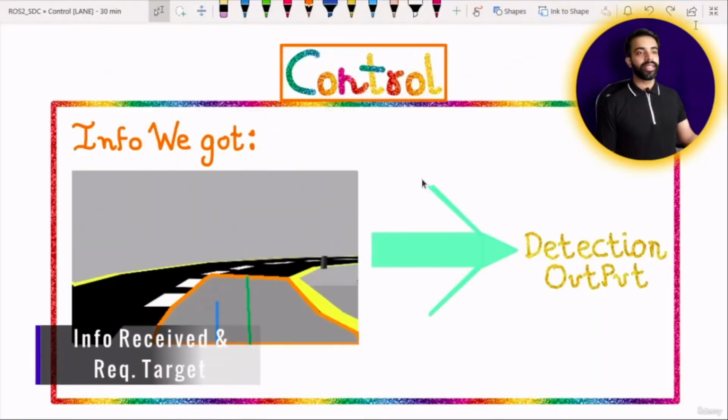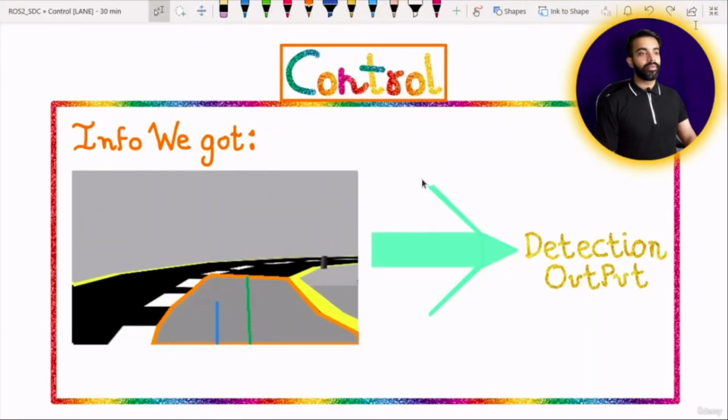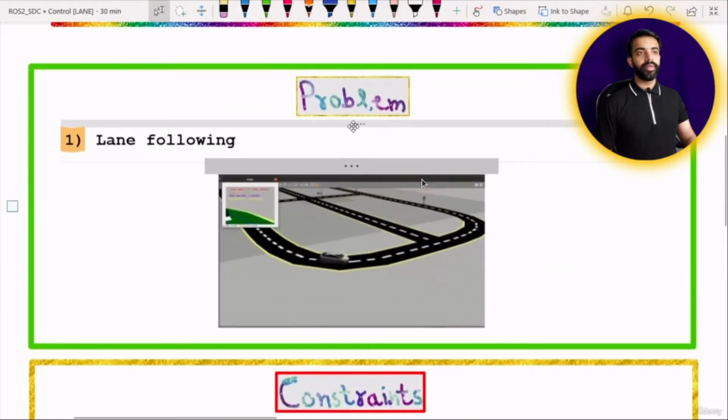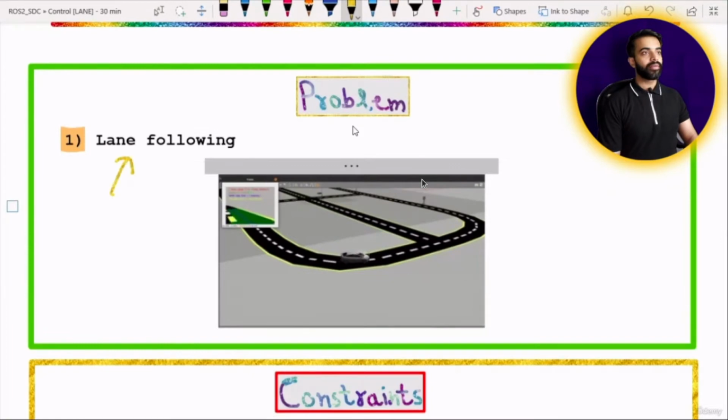Before looking for a solution, let's analyze our information, the problem that we have at hand, and what are the constraints that we might face in solving for that problem. The information that we have extracted after lane detection are the two error values. Number one, the distance, and number two, the curvature, and the projected lane region. The problem or the feature that we might want to develop is that we want our car to follow the lane.